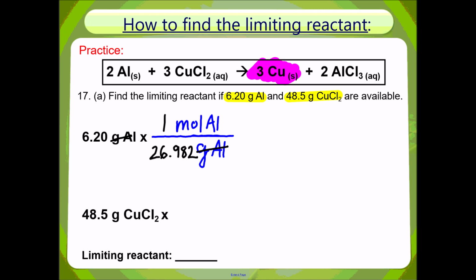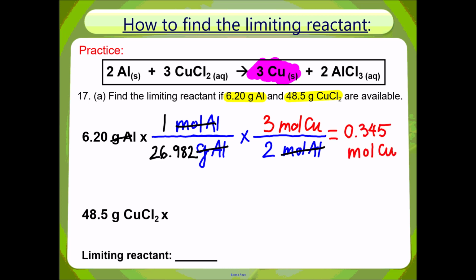And remember, if you have two products in the equation, you have the freedom to pick one of them. I will stick with my last decision on copper. So in mole-to-mole ratio, I will get rid of mole aluminum and I will go to mole of copper on top. The numbers come from the coefficients, which becomes 0.345 moles of copper produced from aluminum.